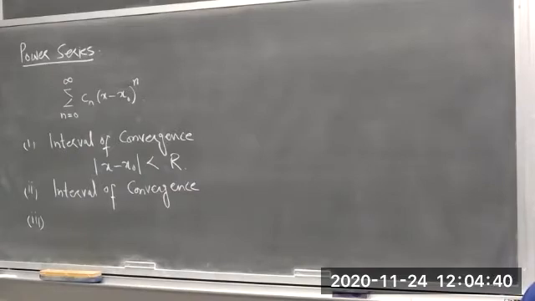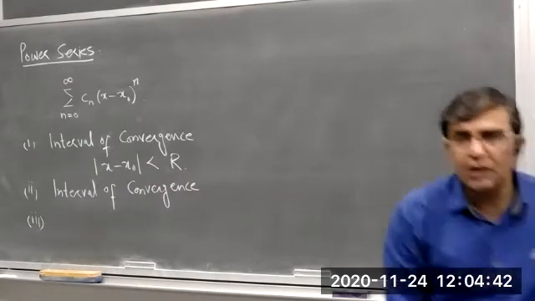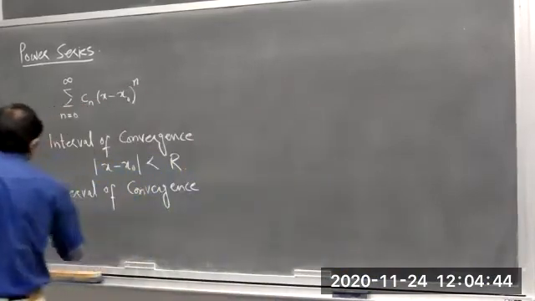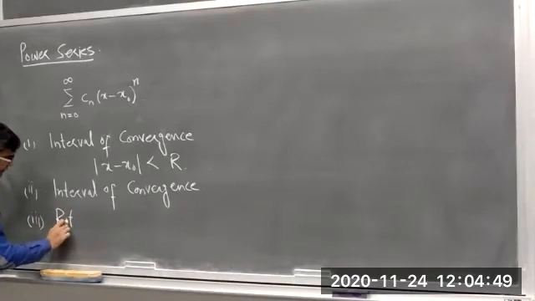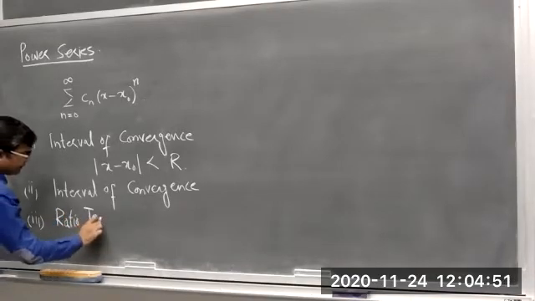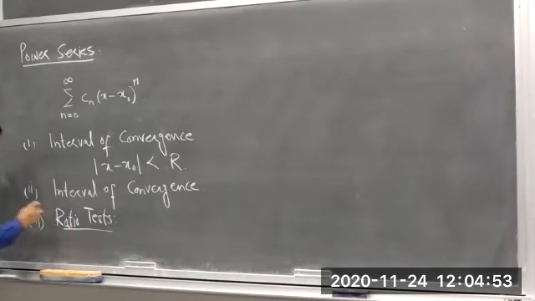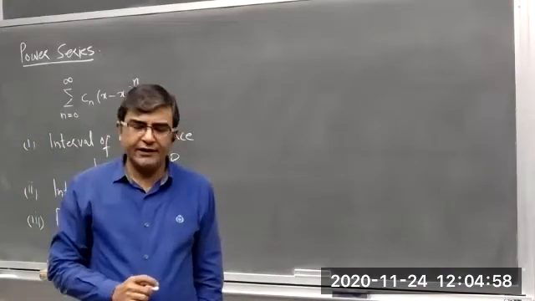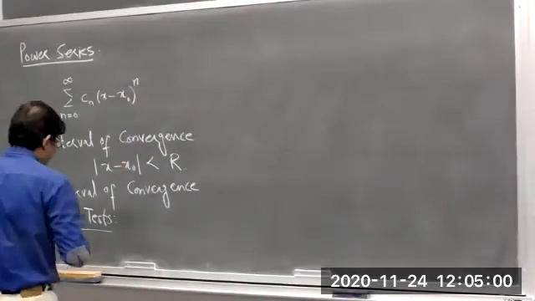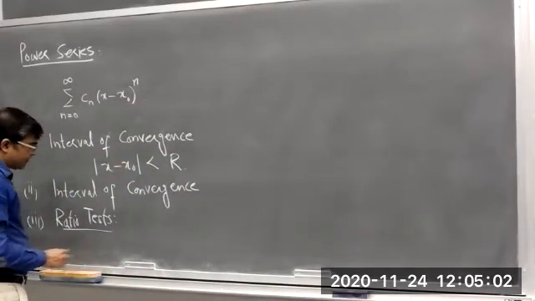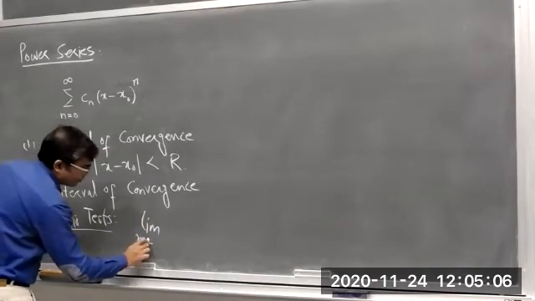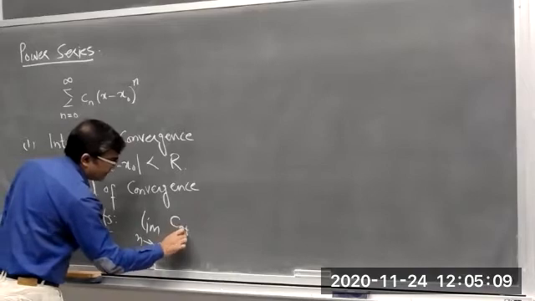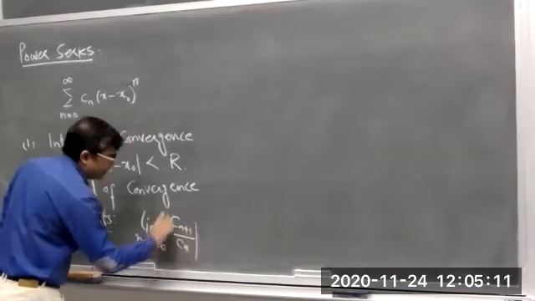For that, we discussed the ratio test in the previous lecture. There are other tests, I told you, which you have, I think, already studied in your earlier classes, in particular calculus courses. The ratio test was the limit as n goes to infinity of |Cn plus 1 divided by Cn|.